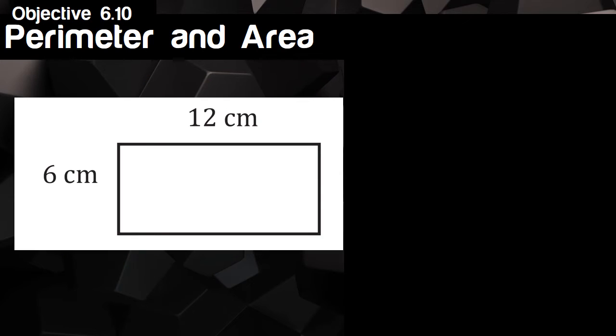So here we're given this example here. We have a rectangle. And we have two of our side lengths that are filled in. We have 6 centimeters and 12 centimeters. So to find the perimeter, let's go ahead and fill in the other two side lengths here. So we have 12 centimeters at the top. The bottom of our rectangle would also be 12 centimeters. And for 6 centimeters on the left-hand side, the right-hand side would also be 6 centimeters.